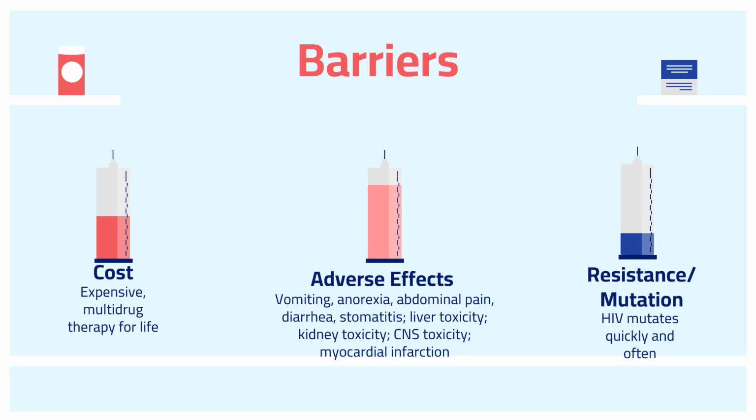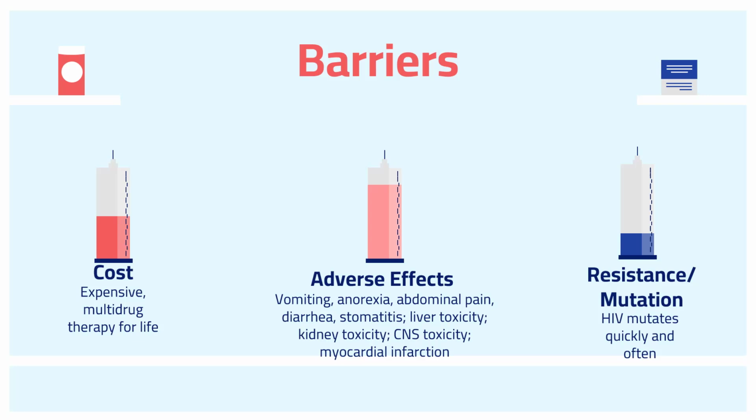As we add more and more medications to the patient's antiretroviral therapy, the number and severity of the adverse effects continues to mount. So what might start as simple vomiting and anorexia and abdominal pain can progress to liver toxicity or hepatotoxicity. It can progress to renal toxicity and renal failure.